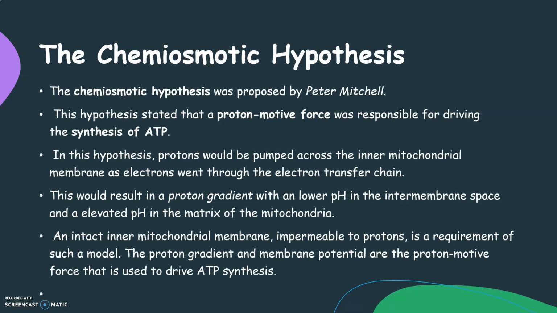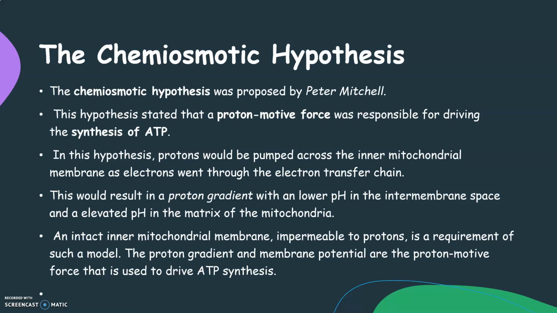So in this hypothesis, what happens? Protons are pumped across the inner mitochondrial membrane. This results in a proton gradient, with a lower pH in the intermembrane space and an elevated pH in the matrix of the mitochondria. So a proton gradient is established between the intermembrane space and the matrix of the mitochondria.